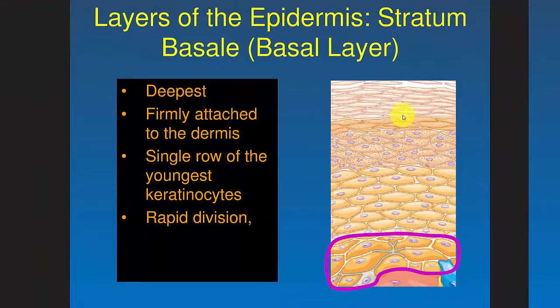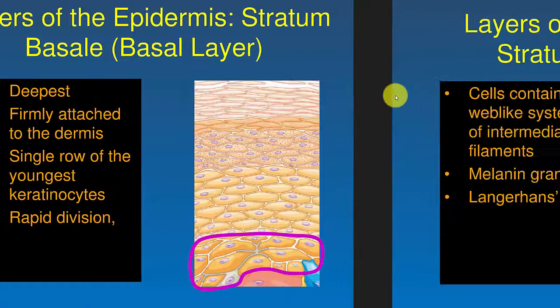So the deepest, or basal layer, kind of sounds like basement. So the basement is the lowest layer of your house. The basal layer is the lowest layer of your skin. It's the deepest, firmly attached to the dermis, which we'll cover in a second. Single row of the youngest keratinocytes, and they're undergoing rapid mitosis to divide because they're going to feed the cells that are going to rise up through this layer, dry out and die, and become the outermost layers of the skin.